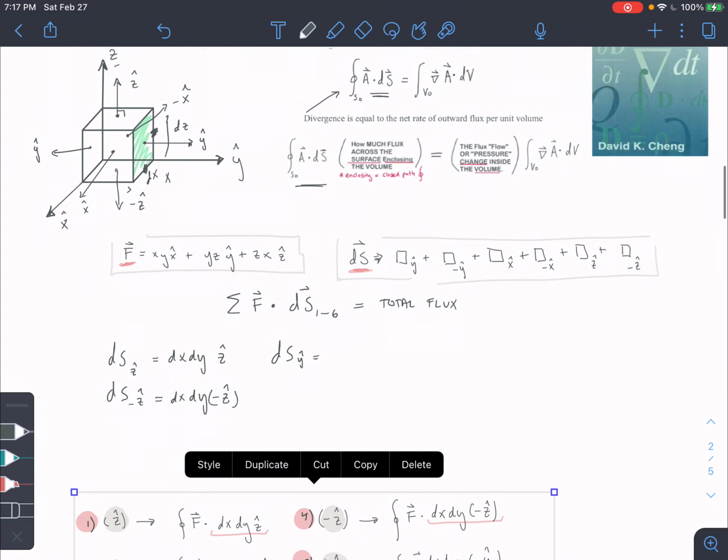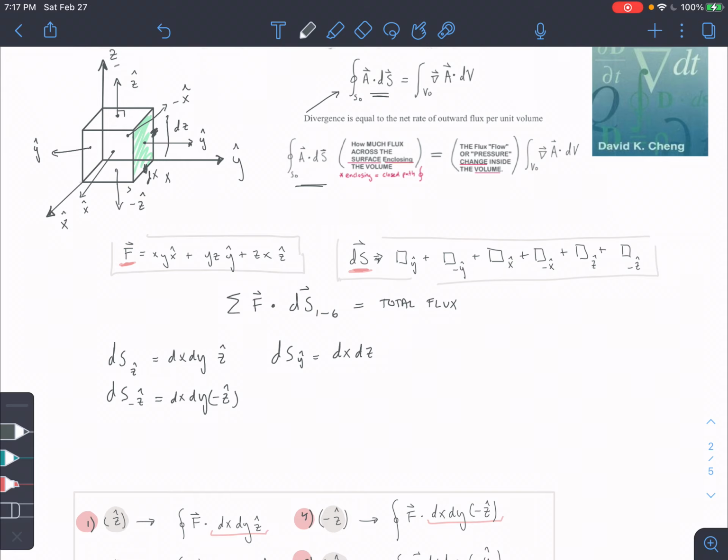So we'll have dx dz in the y hat, because y hat is our normal vector, and this ds is a vector value. ds in the negative y, we'll notice that this is going to be the same, dx dz, just in the negative y hat. For our ds for z hat, let's look at that guy. So we can just say here, just to confirm, dx, change in x, dz, change in z for the negative y hat.